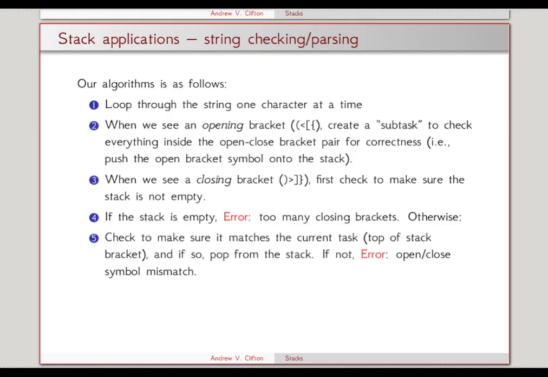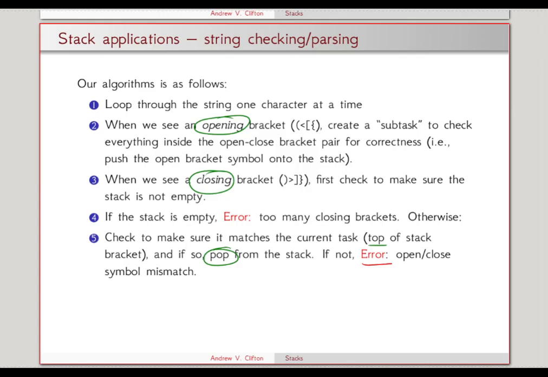If the stack is not empty, then we check the top of the stack to make sure that it matches the current task here. If the top of the stack matches the closing bracket, so the top of the stack is going to be an opening bracket, right? We're looking at a closing bracket. If the top of the stack matches the current character, like a pair of open-close parentheses or open-close square brackets, then we pop it off the stack. That means we've finished that task successfully. We found what we were looking for. If they don't match, that's an error.